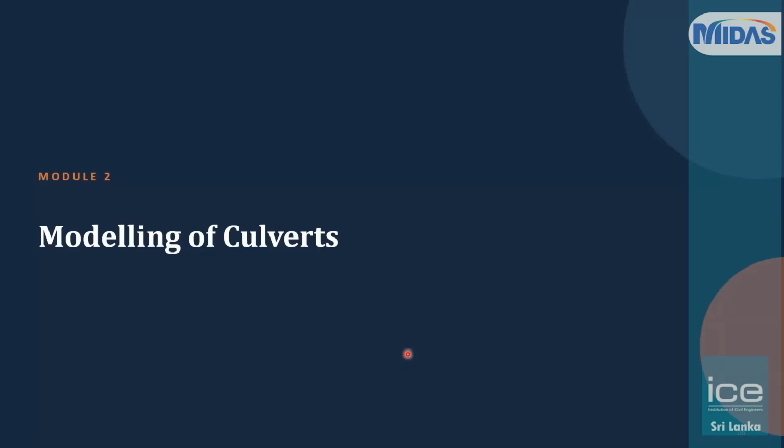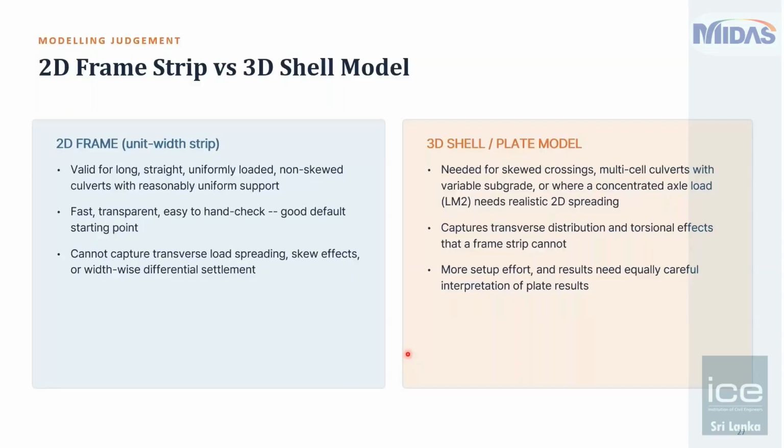Moving on to the modeling of culverts. Now, I'll try to demonstrate using MIDAS Civil Annex how easily we can model the box culvert. But first, we need to make the decision why we need a 2D frame strip or a 3D shell model. So in general, today we are going to look at a 3D box culvert design. However, mostly when the box culvert is long enough and it's symmetrical in nature, people go with 2D frame analysis using unit width strip.